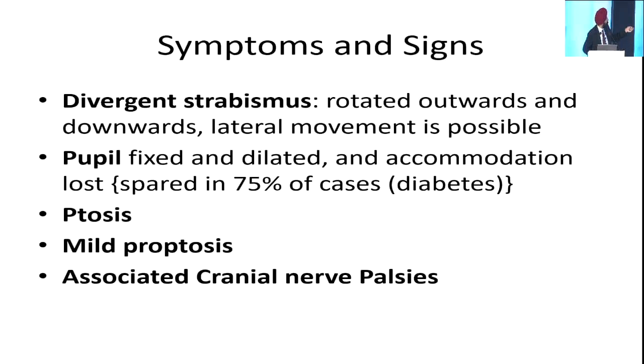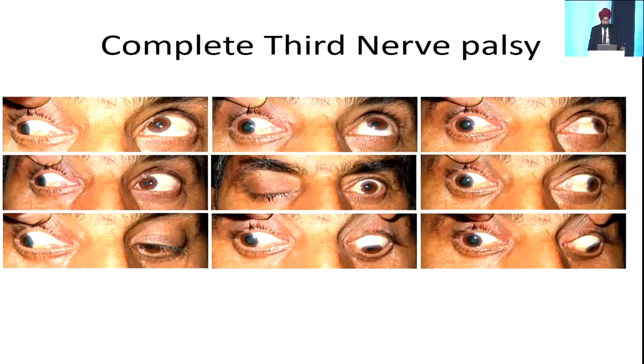So we all know that in third nerve palsies, you'll have an exotropia, you'll have an eye in a down and out position, the pupils may be involved, there would be ptosis, so ptosis also needs to be managed alongside with this, some mild proptosis, and you could have associated cranial nerve palsies, which just makes the system more difficult.